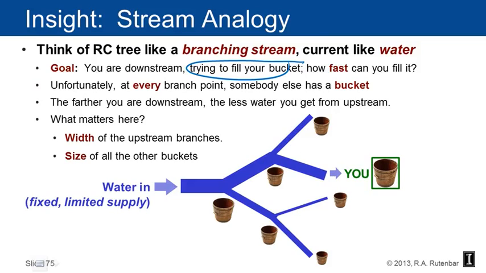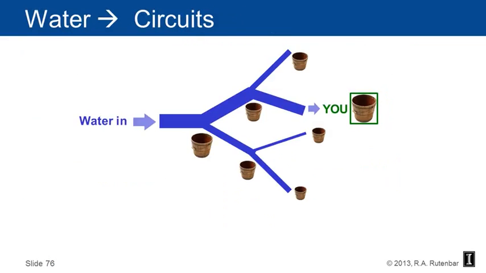What you want to know is how fast you can fill your bucket. All right, how fast can you do that? So what matters? What matters is the width of the upstream branches, because that's going to tell sort of like how much water can go down those branches, and the size of everybody else's bucket. Right? So, how does this relate?